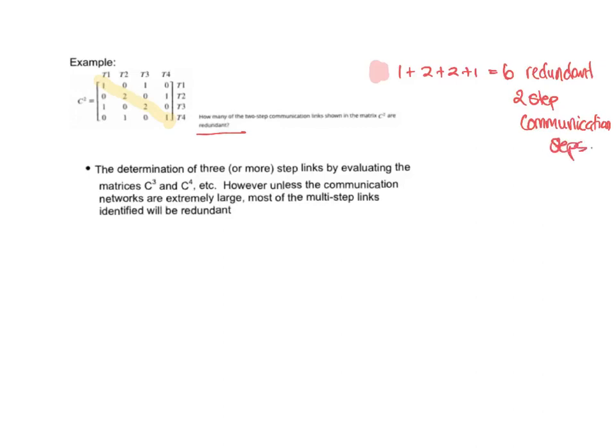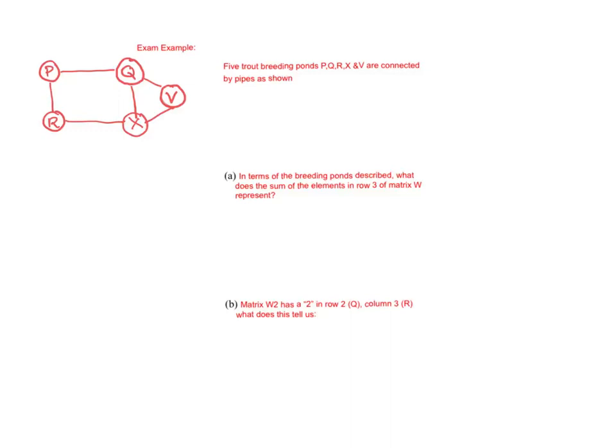If you had to find 3-step links, you would just do the communication matrix to the power of 3, and likewise for 4-step. However, unless the communication network is really large, the multi-step links will mostly be redundant because it's just going back to the same place, so we won't really need them. In your exams, everyone mainly concentrates on 1 and 2-step communications. So that leads us into another example.